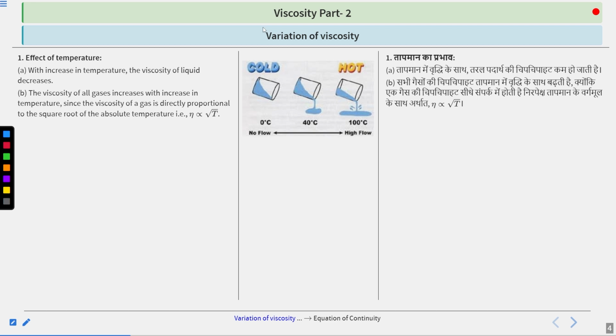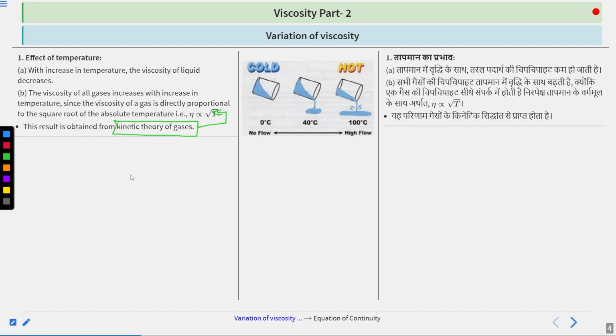And this is because the viscosity of a gas is directly proportional to the square root of the absolute temperature. That is, η is directly proportional to √T. Under root T means square root of temperature. So because of this statement, it is happening in all gases that viscosity increases with the increase in temperature, because the viscosity of gases is directly proportional to the square root of the absolute temperature, or we could say η ∝ √T. This result is obtained from the kinetic theory of gases. So if anyone asks you why this is happening, just say because of the kinetic theory of gases.